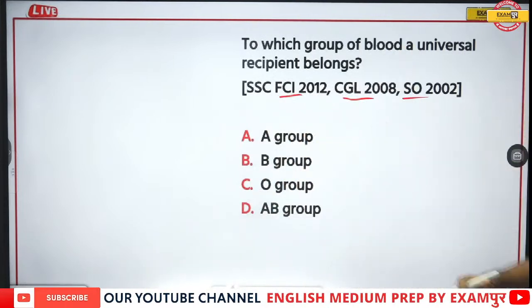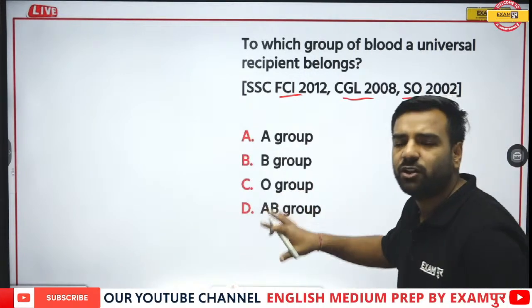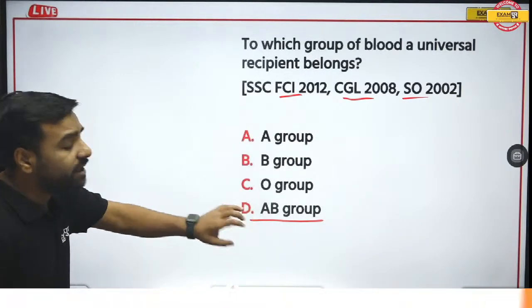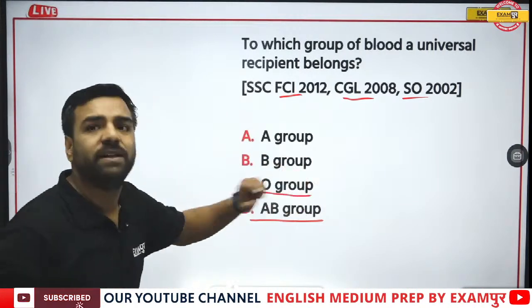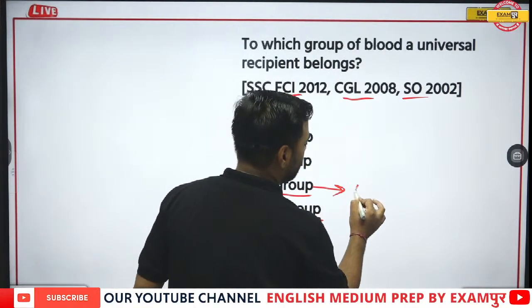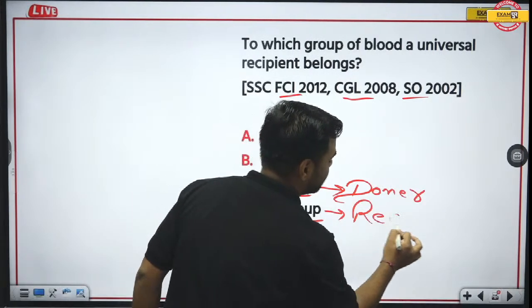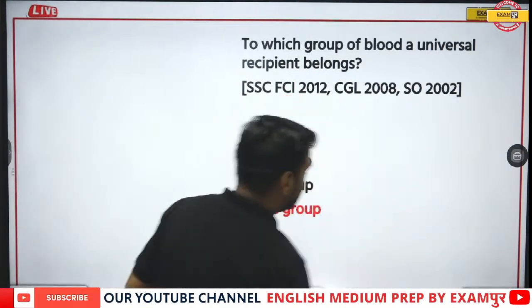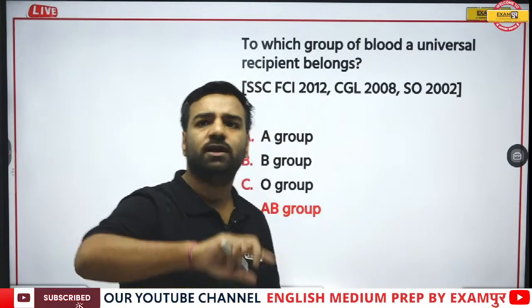Okay, fine. So what I was saying, to which group of blood does a universal recipient belong? So here we were having four different options. We have already discussed, if I talk about the AB group, it can receive blood from anyone. But if I talk about the O group, it can donate blood to anyone. That's why the O group is universal donor and the AB group is universal recipient. Fine. So here option number D would be correct. It was obvious? Yeah. So HR, Abhishek, Pintu, Om, Udhav, you all were correct.